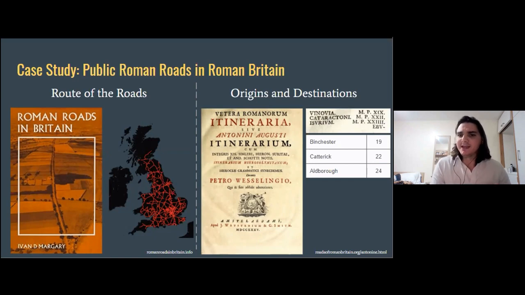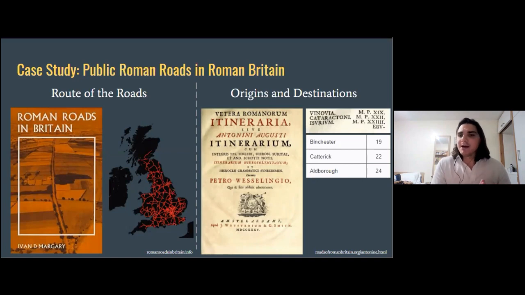Multiple sources for the Antonine itinerary have been proposed, ranging from the official records used during imperial or military travel to the collation of publicly displayed route lists by travellers. All routes appearing in the Antonine itinerary are public routes. That is, routes constructed and maintained at the expense of the Roman state. So they're also known as viae publicae.